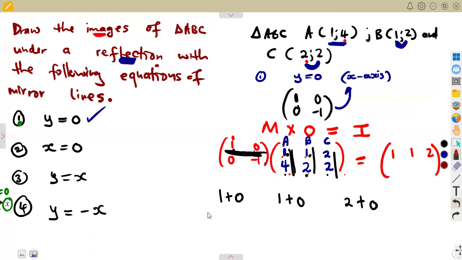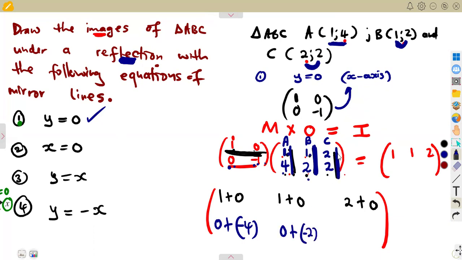In the same manner, if we are to check what is happening on this one, we're going to multiply row by column again. So we start with the column of A. That's 0 times 1, which is a 0, plus minus 1 times 4. That's a minus 4. We move on to the column of B, 0 times 1, that's a 0, plus minus 1 times 2, that's minus 2. We move to the column of C, still on the same row, that is 0 times 2, which is 0, plus minus 1 times 2, that's minus 2.